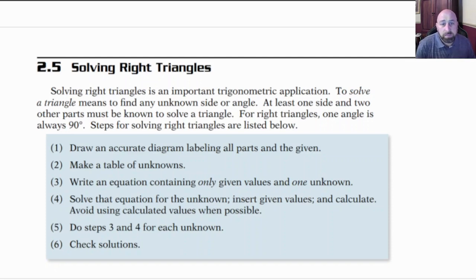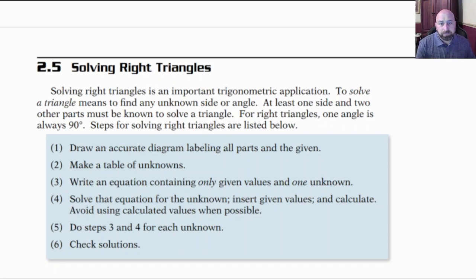Number 2, make a table of the unknowns. What does that mean? Well, write down your unknown parts. Like if you're looking for angle A, write capital A. If you're looking for side A, then write a little a. And you can write a question mark next to it. You can write a blank. You could write whatever you want there to help you remember, oh, I've got to find that. That's part of my solution.